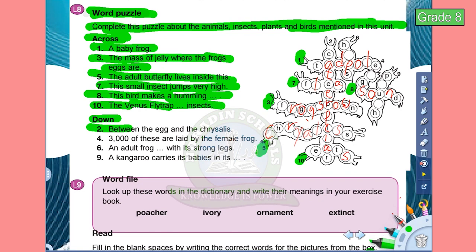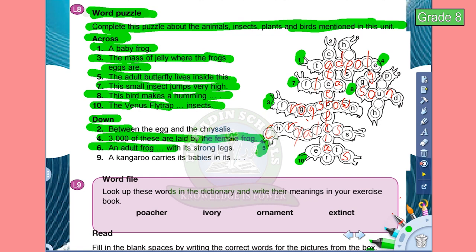3,000 of these are laid by the female frog. This is called an egg. Number 4, egg.